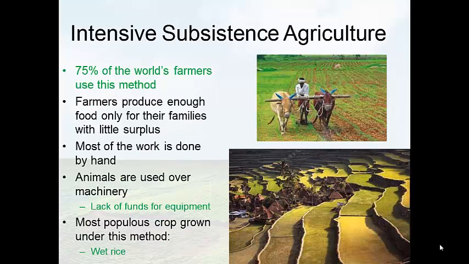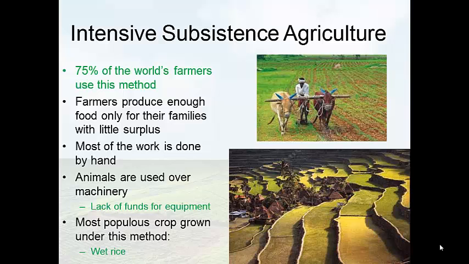All right, let's move on to the most popular farming method, intensive subsistence agriculture, which many of you are probably familiar with. This encompasses 75% of the world's farmers that use this method. Now, again, the farmers only produce enough for their families with little surplus. The work is mostly done by hand, and animals are used over machinery, primarily due to a lack of funds.